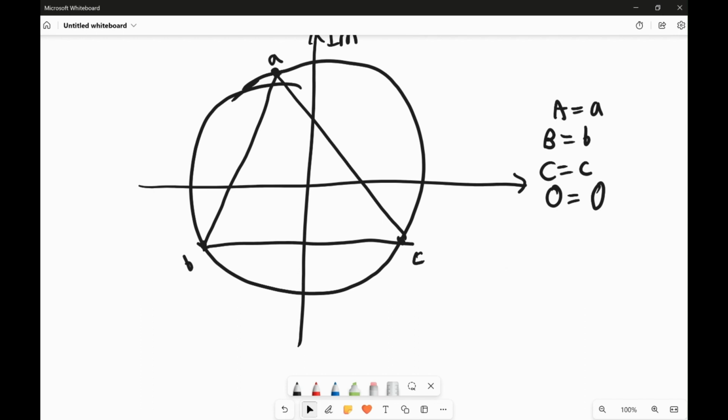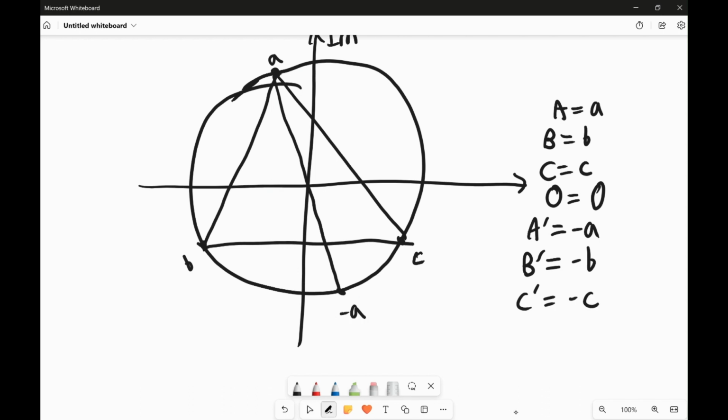And now the next question is, what is the orthocenter? Where is the orthocenter? In order to do that, we need to construct the points diametrically opposite. So if this ends up being A prime, and so same for B and C, then A prime is equal to negative A because it's reflecting across the origin. B prime is equal to negative B, and C prime is equal to negative C. So this ends up being negative A.